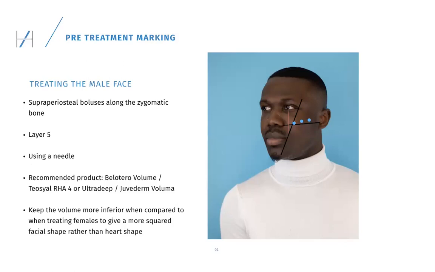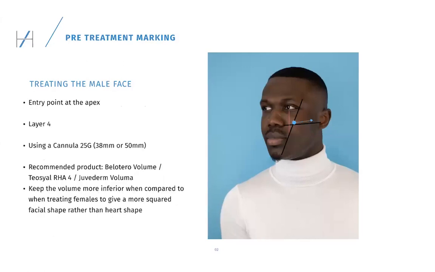You're in layer 5. You just want to note that to keep the volume more inferior when compared to treating females, to give a more squared facial shape rather than a heart shape. So when we're doing this, the apex should be lower. So we want to make sure we're drawing our lines lower on the cheeks. We want to look at the patient and decide where that should sit when we look at them anatomically.